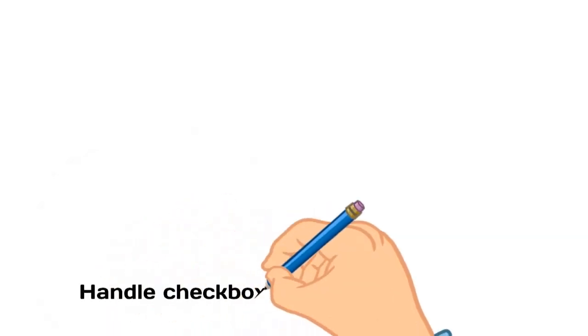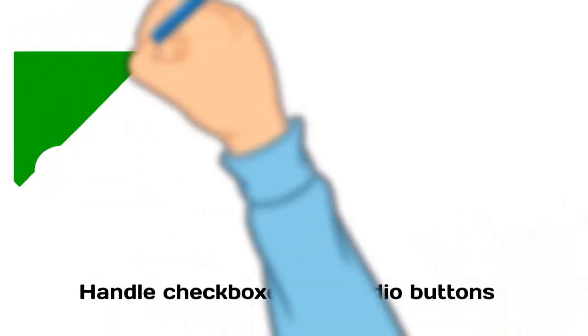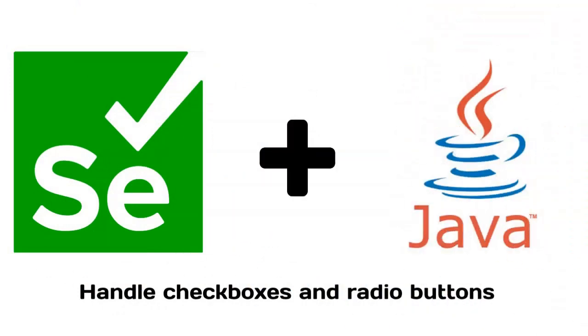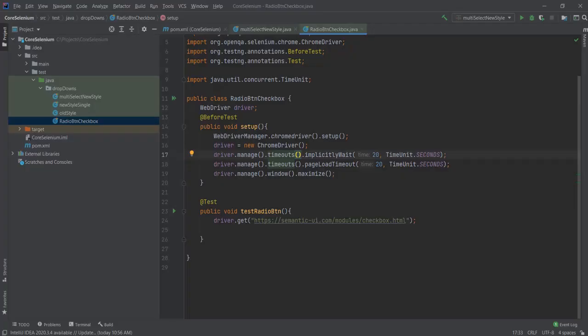In this video, we are going to look at ways of automating checkboxes and radio buttons using a combination of Selenium and Java. Okay, so here I am in my IDE. I have already created my class and written a few initial steps wherein I am initializing the driver, managing the timeouts, and adding a maximize function to maximize my window.